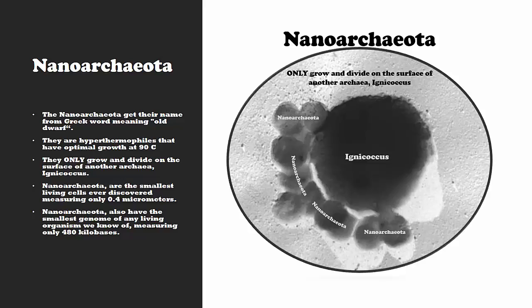Nanoarchaeota are the smallest organisms that we know of. Nanoarchaeota are the smallest living cells ever discovered, measuring only 0.4 micrometers. Nanoarchaeota also have the smallest genome of any living organism we know of, measuring only 480 kilobases.